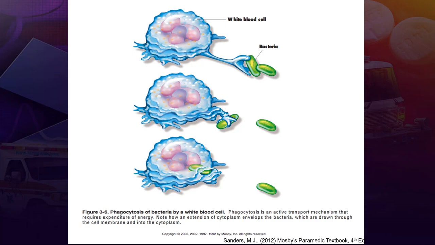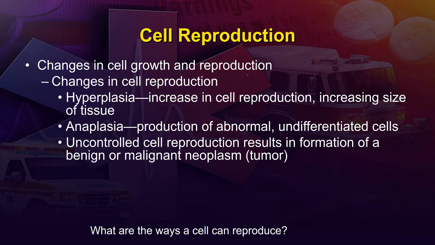Let's talk now, zooming out a little bit from cells and how they move things across their membranes, of which we'll talk much more about later. Now let's talk about how cells change their structure and amount of cells within tissue. So we've got a few terms here. We've got hyperplasia and anaplasia. As you know, hyper generally refers to more of something. And ana usually means some type of abnormal or often without. In the term anaplasia, we have abnormal, undifferentiated cells, and sometimes that can be a sign of a tumor. When we have hyperplasia in tissue, we increase cell reproduction, and generally that leads to more cells within tissue, and tissue gets larger.